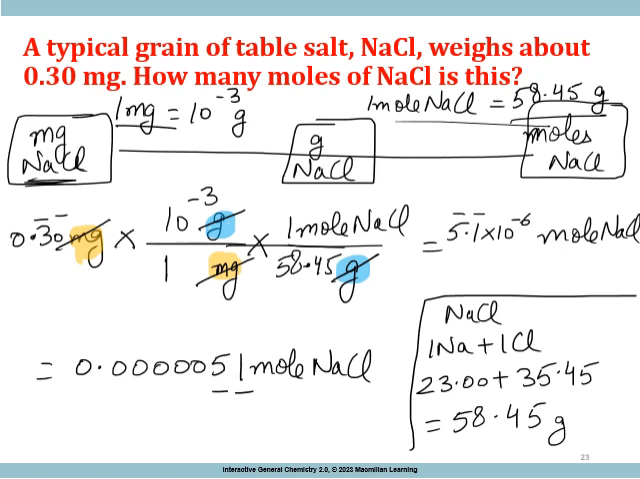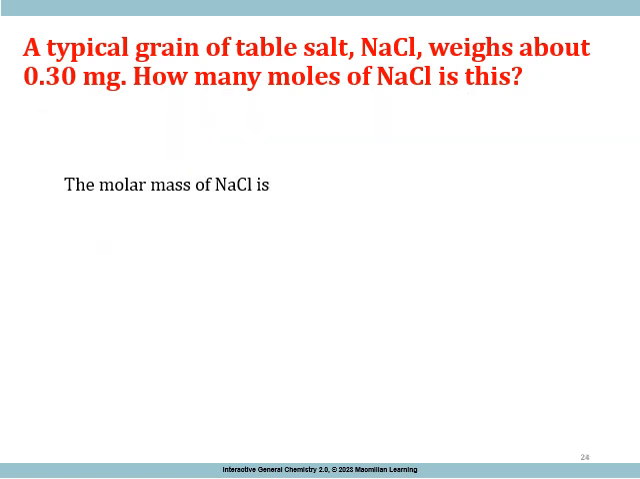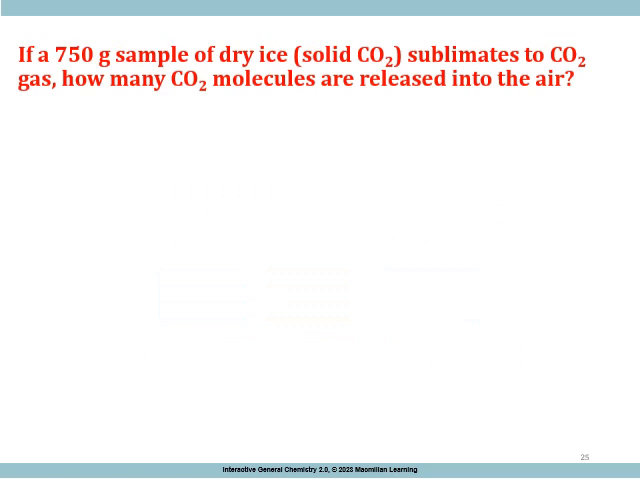Okay, let's continue then. The last question that we try. If a 750 gram sample of dry ice sublimates to CO2 gas, how many CO2 molecules are released into air? So what's given to us is you have grams of CO2. This is solid CO2. The question is asking once it turns into gas, how many molecules of CO2 are present?